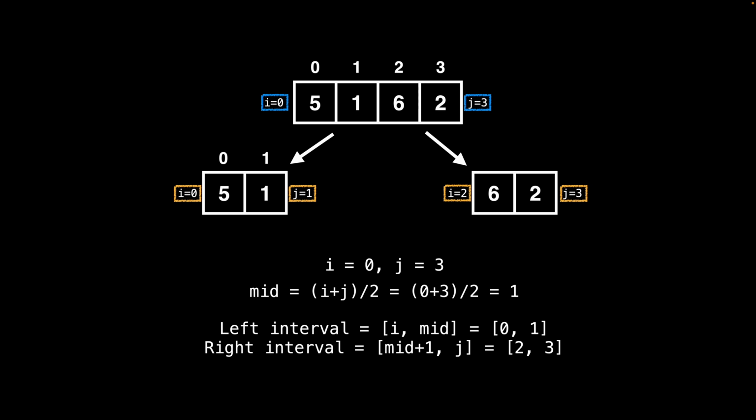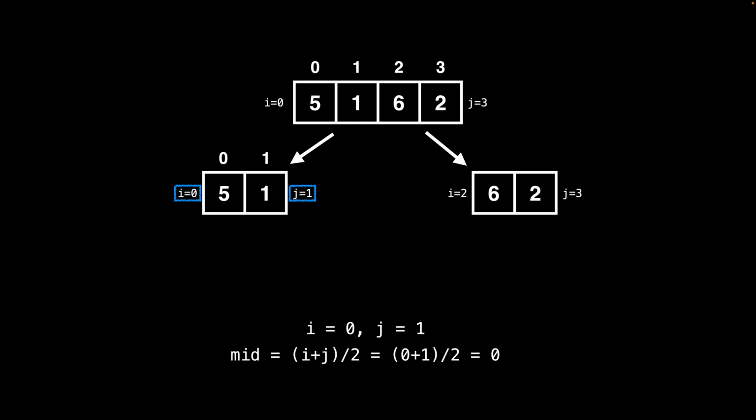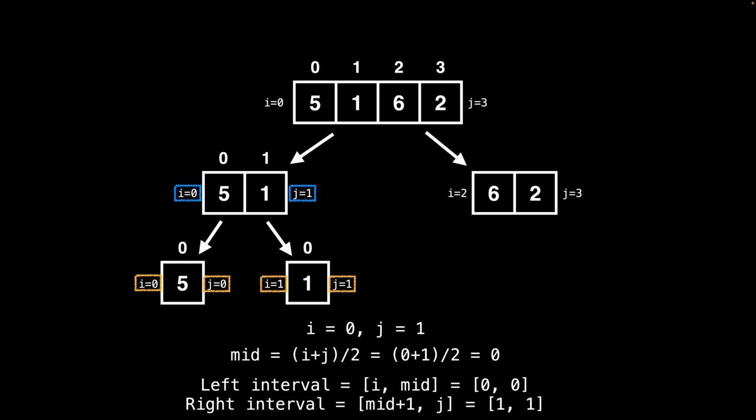When splitting the segment 0 to 3, we find the midpoint by adding indices i and j and dividing the sum by 2. The midpoint position allows us to compute the new indices for the left and the right segments. In the given scenario, the midpoint is at index 1, resulting in the left segment being 0 to 1, and the right segment being 2 to 3. We can reapply the same process to split the left segment again. In this case, the midpoint is at index 0, and the new left segment is 0, 0, and the right segment is between 1 and 1, both inclusive.